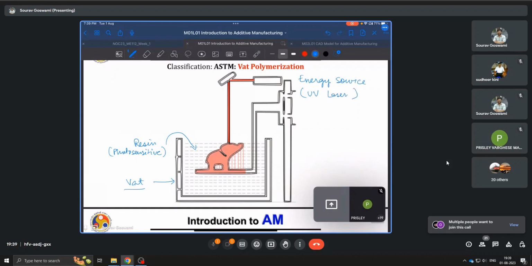which is shown across the entire bed through the movement of this mirror, and which cures the material one thin layer at a time. Say in the given layer, this is my only area of interest, this little region here. So the laser will cure this region. Then in the next step, the bed will go down by a predetermined height along the z-axis, and then the next layer will be cured.